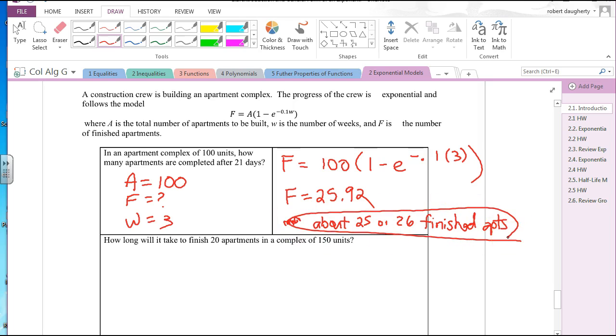Either one of those. Like I said, the harder work is getting to that number. Once you get there, if I can look and see your logic, oh yeah, it's about 25 or 26 that are finished. Or if you just wrote 25, you'd be right, or if you wrote 26 on this one. What if it was 25.1 apartments?